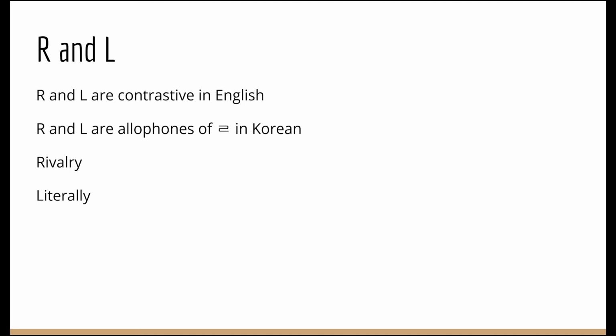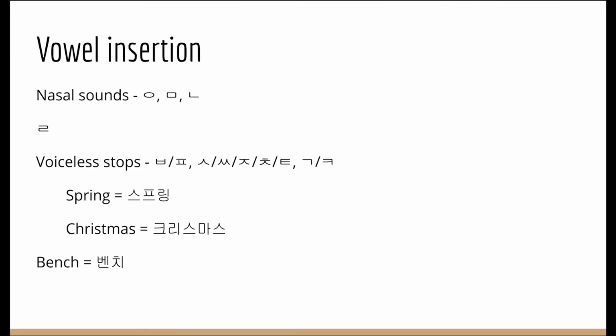Some words are also hard to pronounce because for native speakers, they have to insert a vowel for some words to follow the rules of phonology and the rules of syllable structure in Korean. So, for example, spring would be pronounced spring instead because S, P, and R cannot be pronounced in a single syllable, according to Korean phonology.